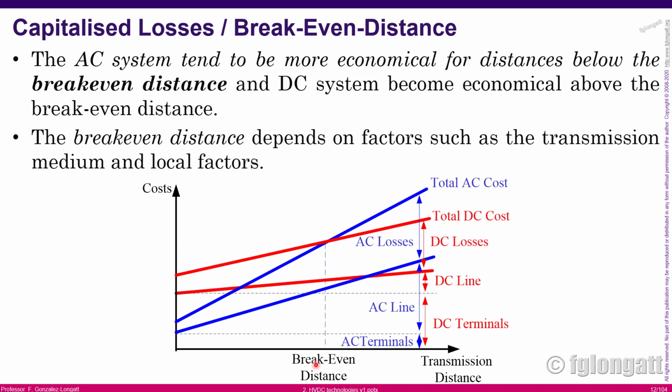Now the question is why the HVDC cost is higher for short distances and smaller for long distances, okay? Well, that is related basically with the initial cost of the installation and also with the losses during the operation of that system, okay? However, I will talk about that in the next slide, okay?